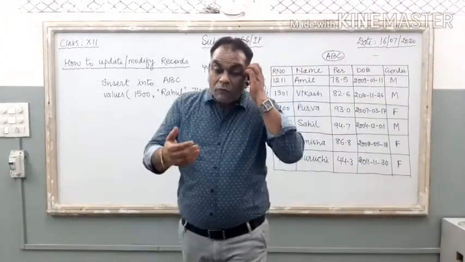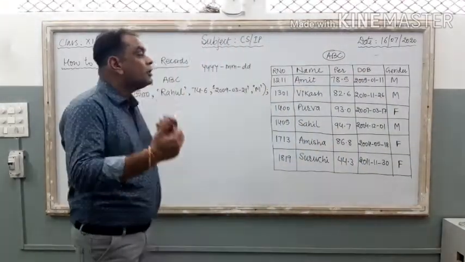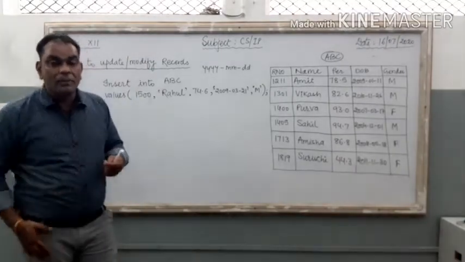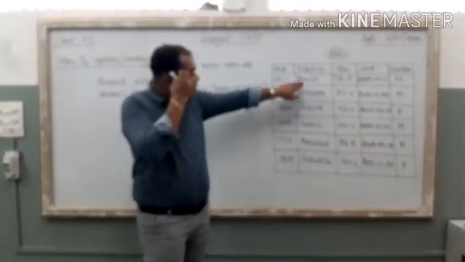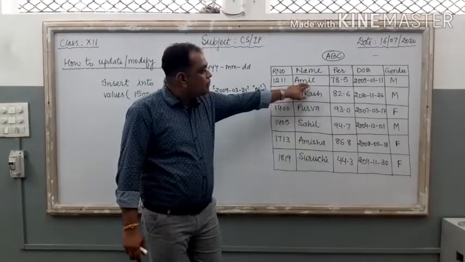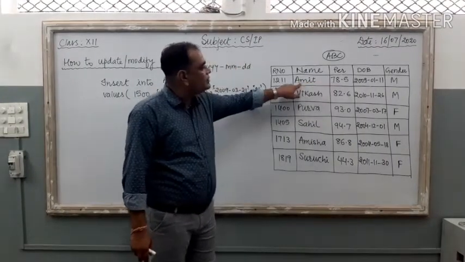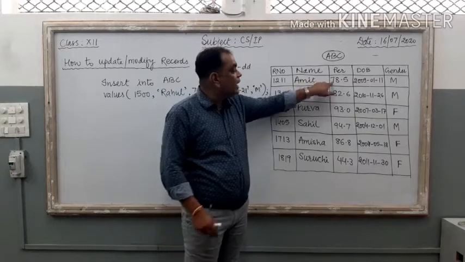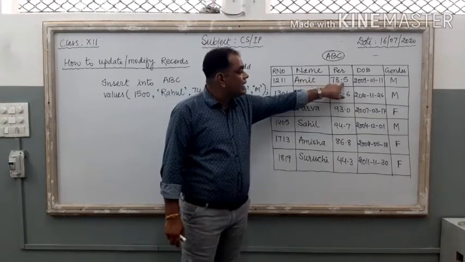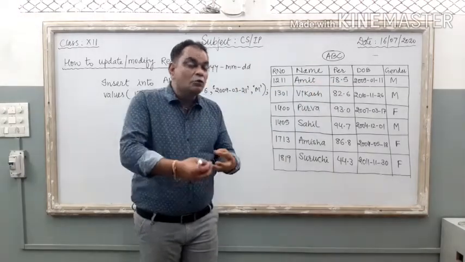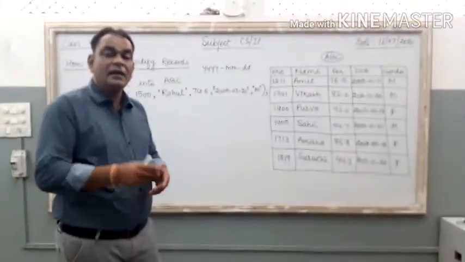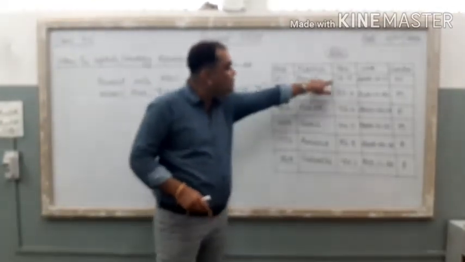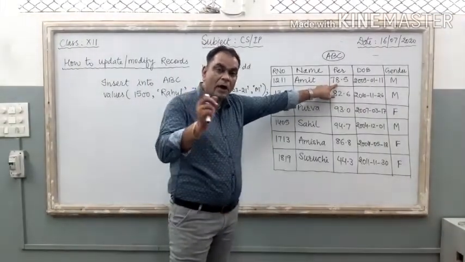Now, we talk about how to update a particular record. What is the meaning of updation or modification? Suppose I want to change the percentage of the first record. Here the first record, Amit, has a percentage of 78.5 and I want to change the percentage to 80.5, right? It is known as updation in a record or modification in a record.